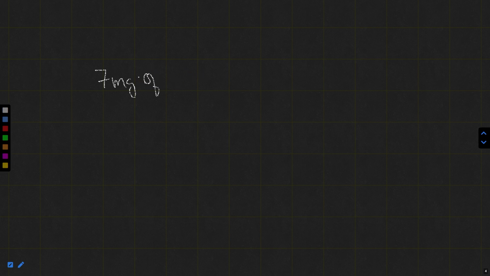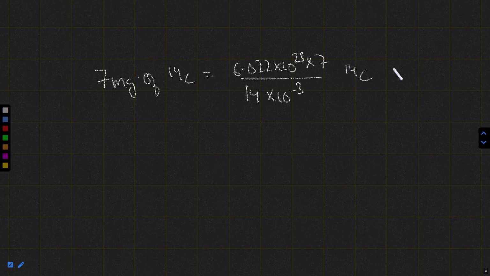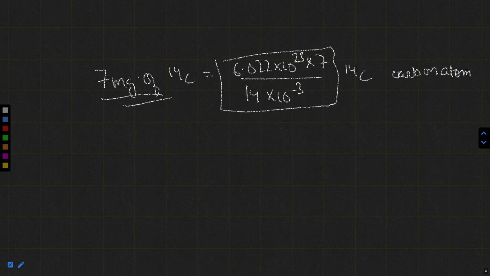7 milligram of 14C will contain how much carbon? 6.022 × 10^23 × 7, and the downwards was how much? 14 multiplied by 10^-3 14C carbon atoms. So in 7 milligram, we have this much number of 14C carbon atoms. And we know that one 14C carbon atom has how many neutrons? 8 neutrons.